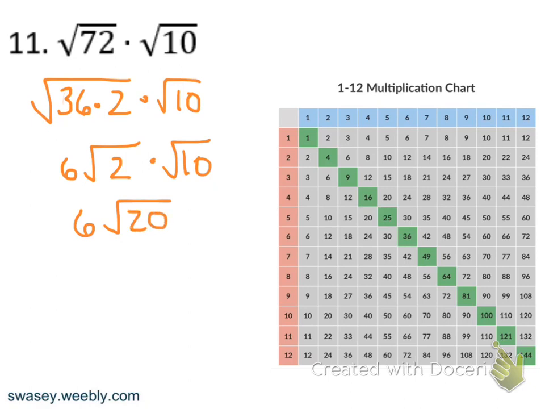Now we still need to look for perfect square factors, and 4 is a factor of 20. So we'll rewrite that as 4 times 5. Square root of 4 is 2. So in front we have 6 times 2 times the square root of 5. So that's 12 square root of 5.